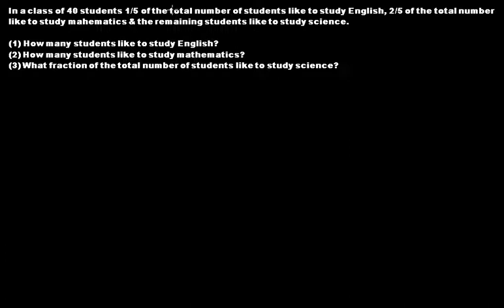This is another problem on the same topic. In a class of 40 students, 1/5 of the total number of students like to study English, 2/5 of the total number like to study mathematics, and the remaining students like to study science. How many students like to study English? So if we are solving for this first one, it's asking how many students like to study English. Now the total number of students, we know that is 40. That's given here.